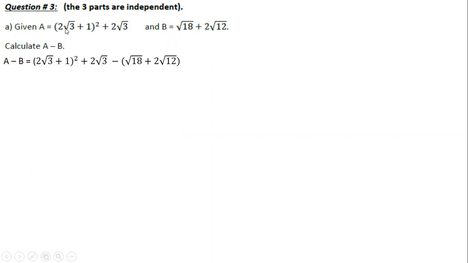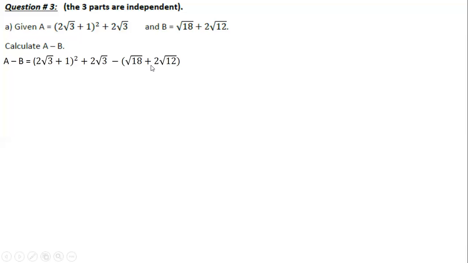So we are given an expression A and an expression B. We should calculate A minus B. To calculate A minus B, first, in place of A we should replace the given expression of A. So in place of A I will write 2 radical 3 plus 1 all of it squared plus 2 radical 3. I got it from the question. Now we should replace B. This is what I was talking about yesterday. The question is very easy, but the mistake someone might make at the very start of the question leads to everything being wrong afterwards. It is very silly.